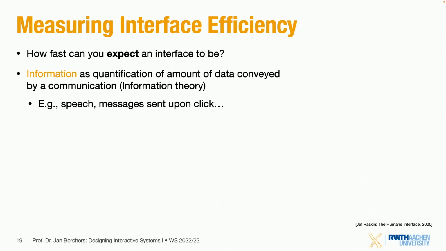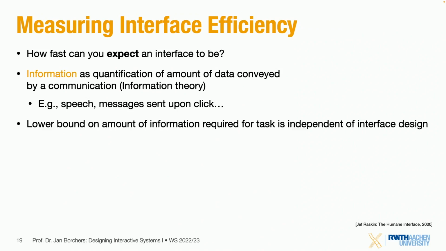And what we're going to try to find is the lower bound of the amount of information that is required for a task, because that lower bound is independent of an interface design. I'm just looking at the task itself, not thinking about how the interface is going to look that does it, but the task itself should be able to tell me what the minimum amount of information is that I need to convey to do it.